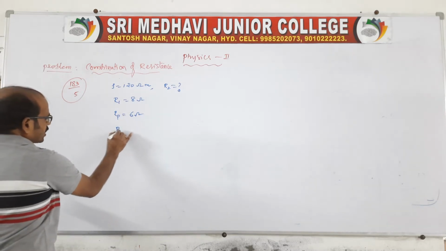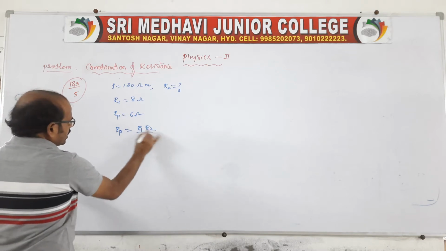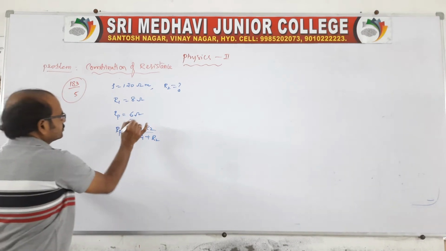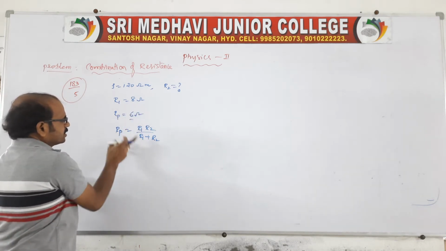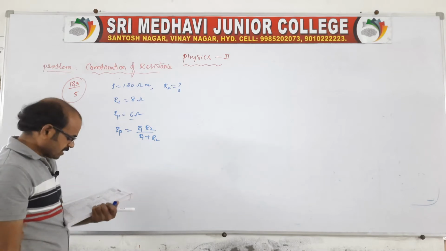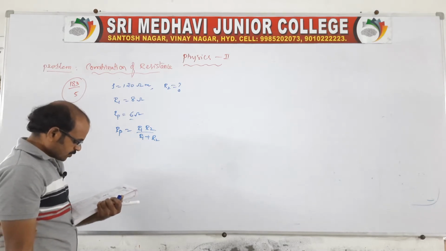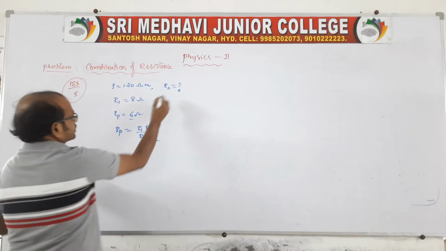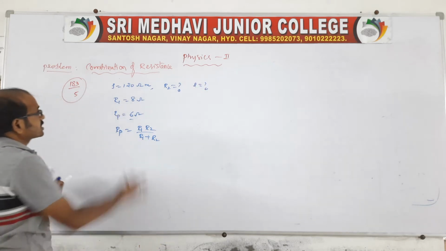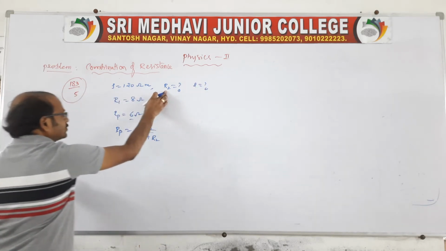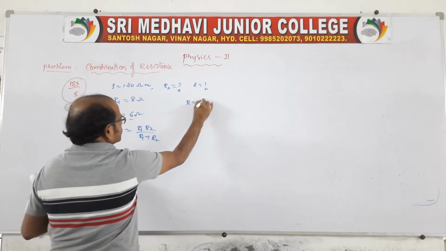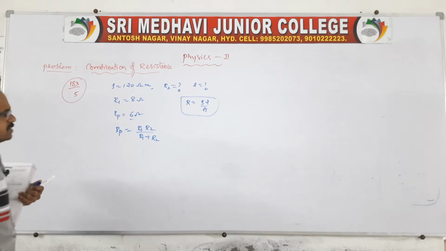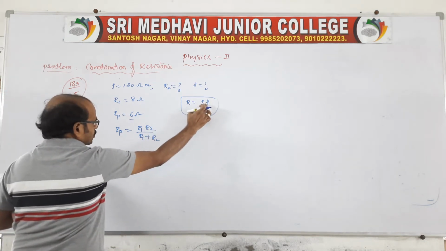The effective resistance Rp is equal to R1 R2 by R1 plus R2. Rp is already given, R1 is there, and R2 we don't know. It is also asking for the length of the wire of that resistivity. So first we need to get R2, because R is equal to rho L by A.